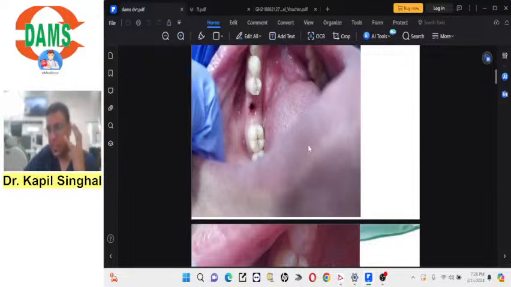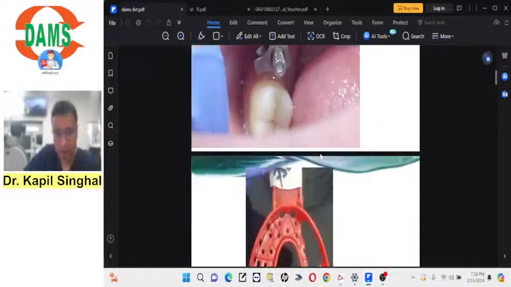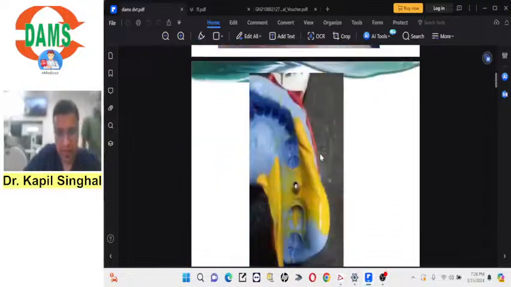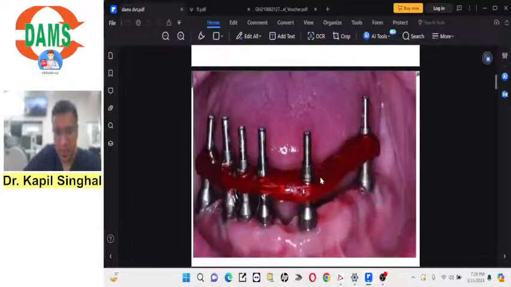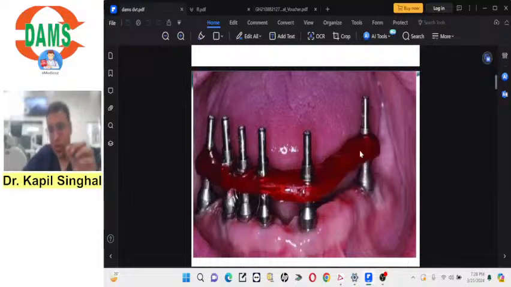In patients with less mouth opening, where the mouth does not open much, only in those patients is the closed tray impression technique preferred. Okay, good. There is one more thing. They may give you a picture like this, which has some red color component attached to the impression post. So they may ask you, what is this?